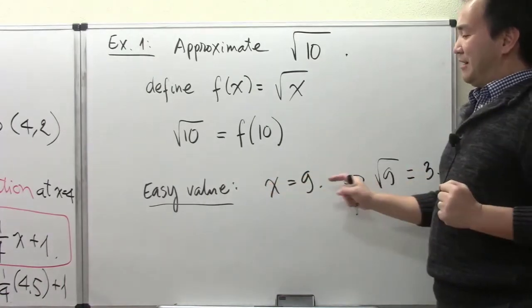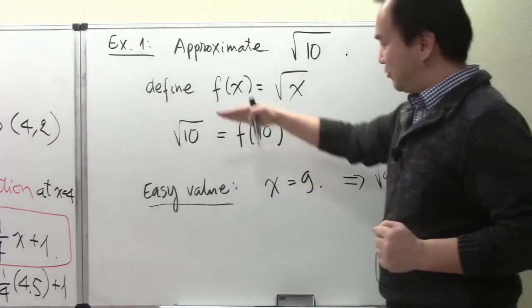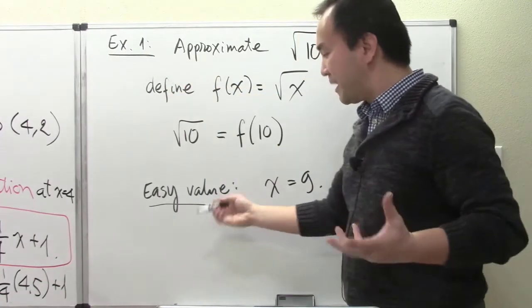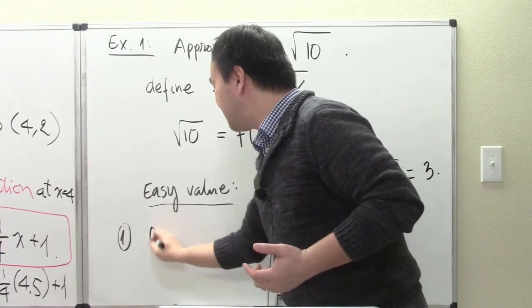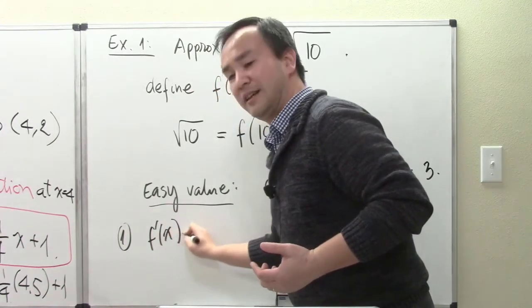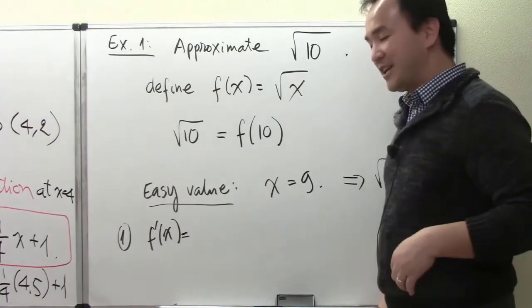So now that easy value here is x equals 9. Our plan here is, we already have the function defined. The big plan, first step, okay, get f prime. And that's the whole point of spending our time learning about all the different techniques for getting the derivative.